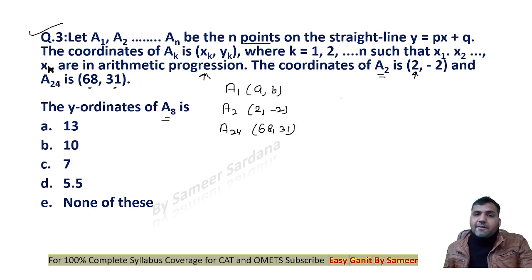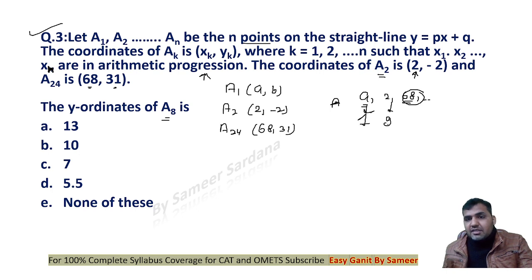Can I say that the abscissas of A2 up to 68 are in arithmetic progression? So the first term is a, and 68 is the 24th term. This is the first term of the arithmetic progression, the second term, and this is the 24th term of the arithmetic progression.